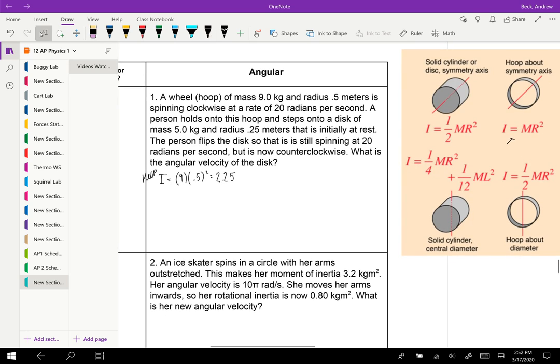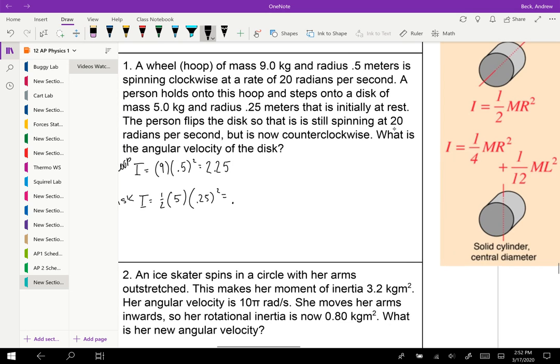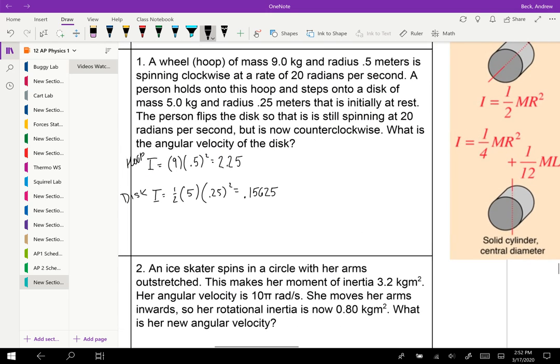And then we have the disk. The disk is 1/2 m r squared. So it has a mass of 5, radius 0.25. 0.5 times 5 times 0.25 times 0.25 is 0.15625.